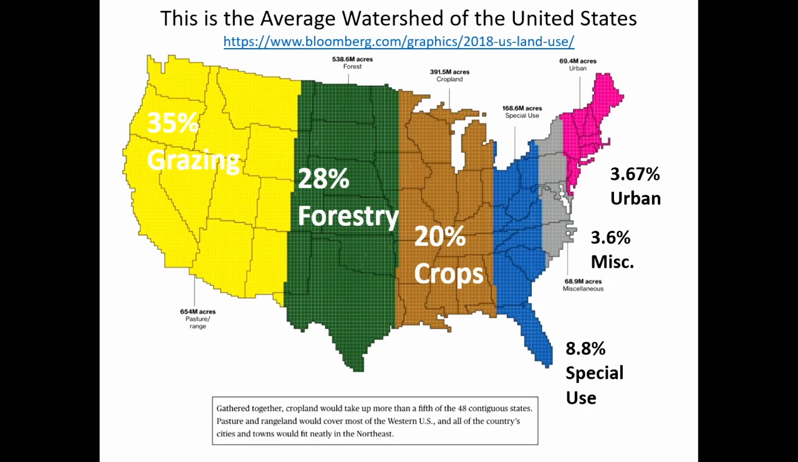So if we want to change watersheds, we can't just be looking in the urban areas. Urban areas only account for about 4% of our landscapes. Most of our watersheds are under these grazing types.